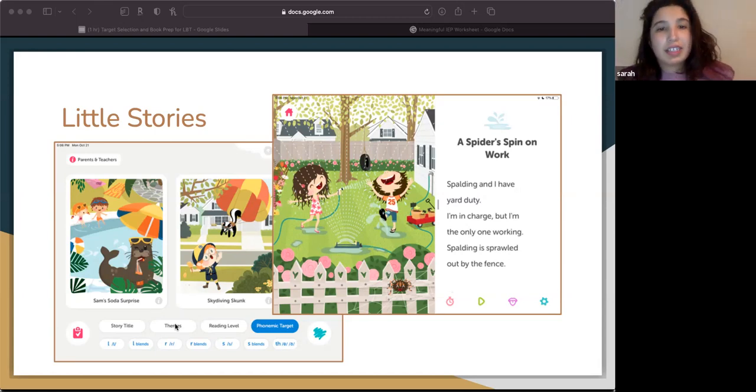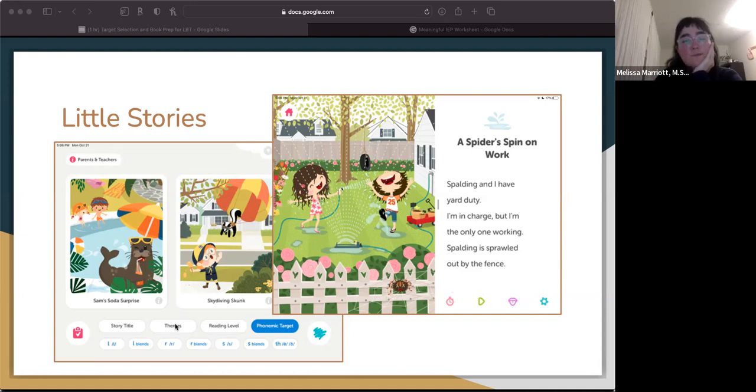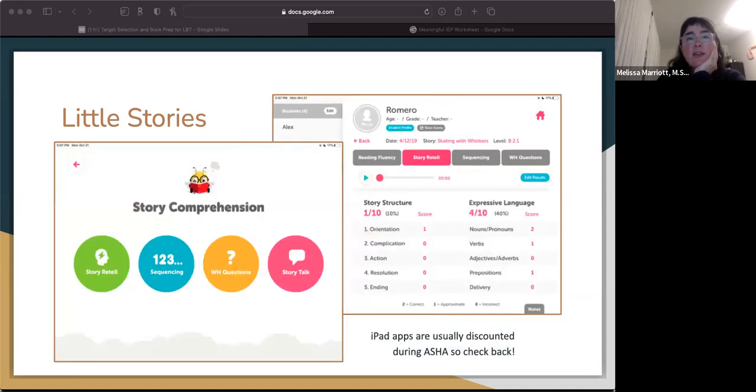What's this called again? It's called Little Stories. It's by Little Bee Speech, the same people who make Articulation Station, and they have a couple other apps. Their little logo is this little bee guy. And ASHA convention is coming up. They usually have some kind of discount during ASHA convention as well.